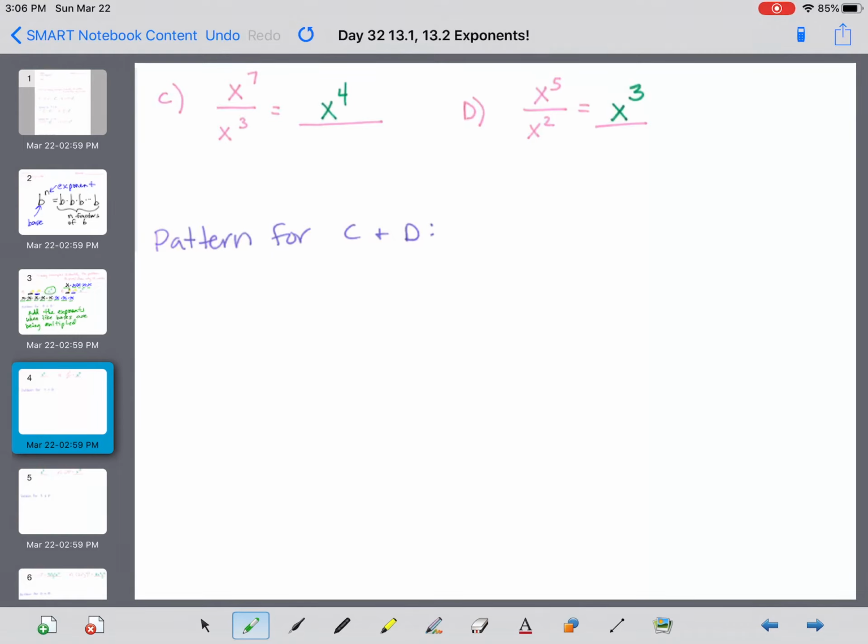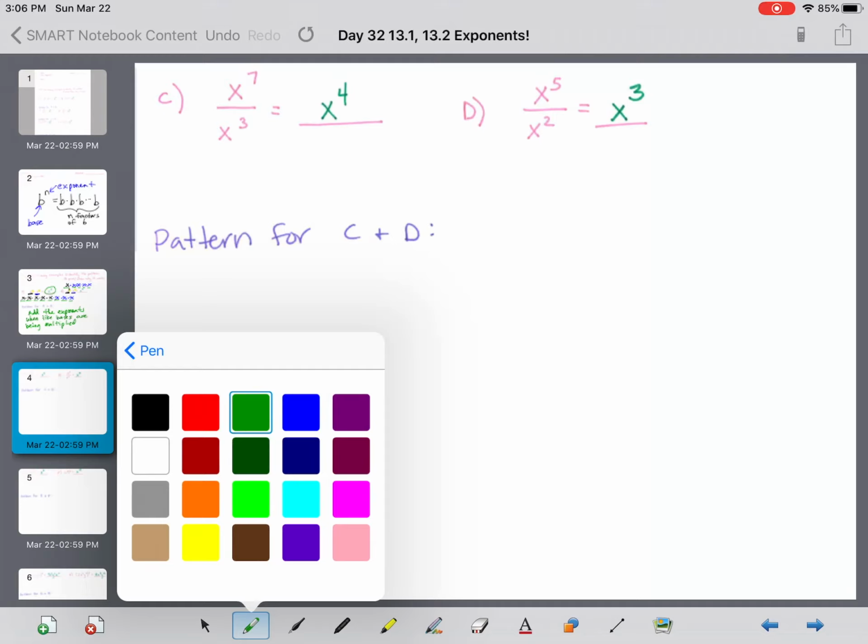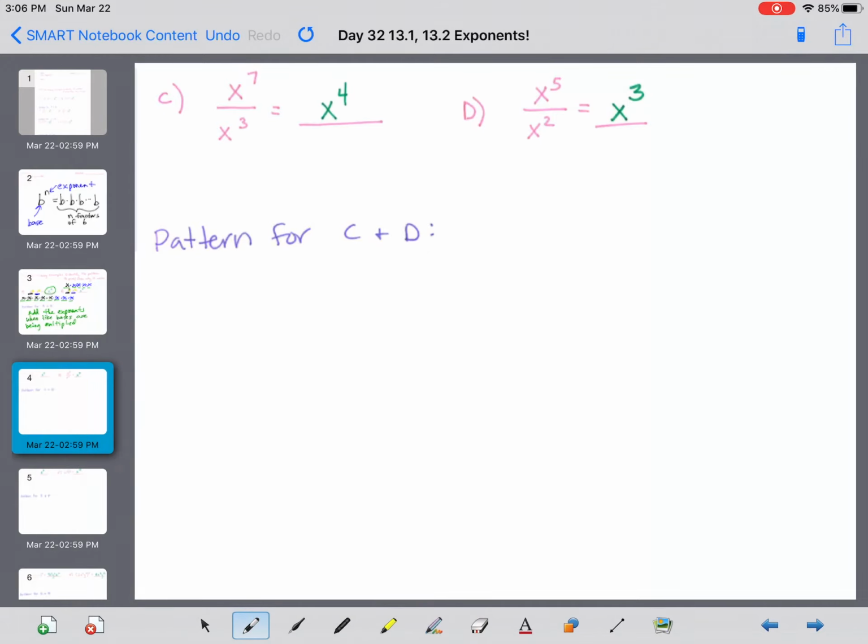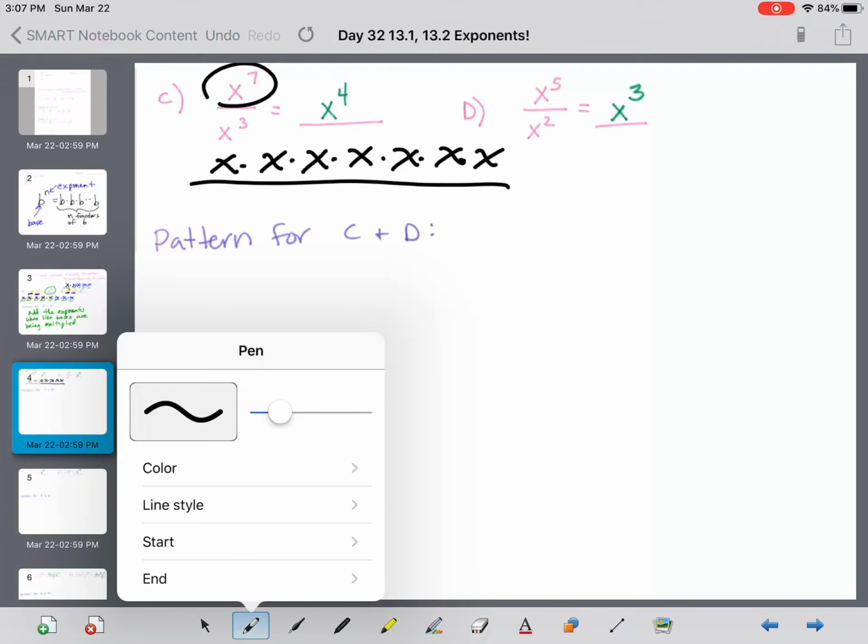So for C and D here, again, we're going to look at the pattern and we're going to prove or show why it's going to work. So let's take a look at x to the 7th. And we're going to divide it by x to the 3rd. So I'm going to do my work right below it. So x to the 7th would mean there's 7 factors of x. And then x to the 3rd would mean that there are going to be 3 factors of x.